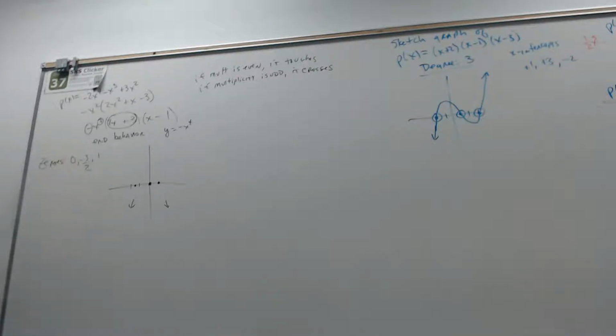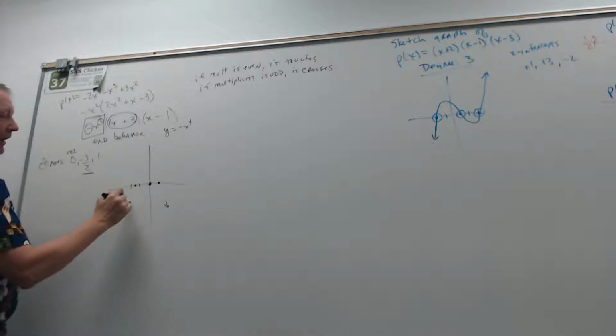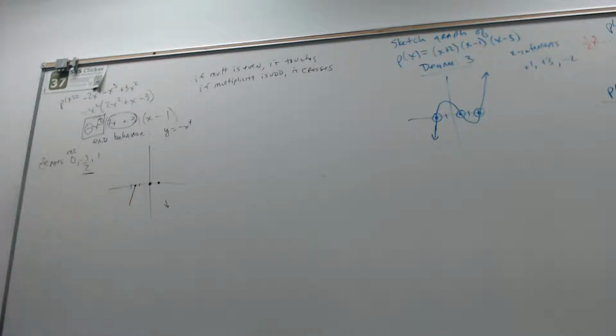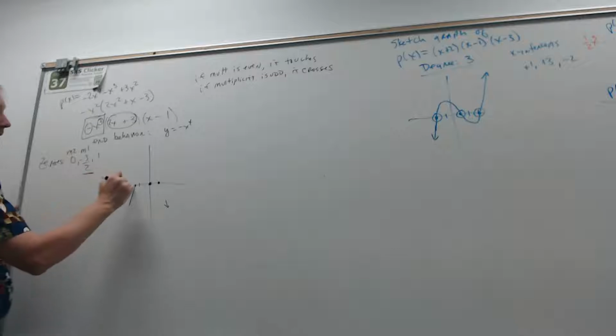So the idea here is I've got a factor with a multiplicity of 2. So it's going to touch the x-axis here. Let's go from here. The leftmost point is negative 3/2, right? As I come up here, the question is, am I going to touch or cross the x-axis? The multiplicity here is 1. 1 is an odd number, so it's going to cross.